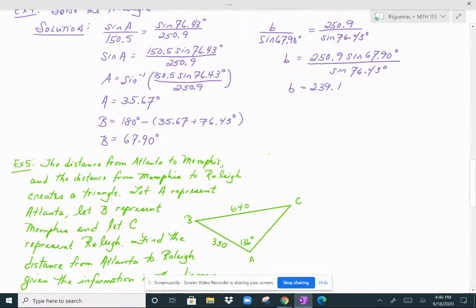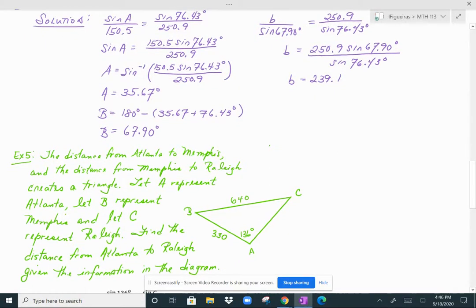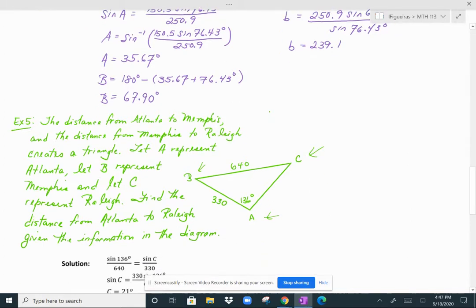Okay, so here's another one. The distance from Atlanta to Memphis and the distance from Memphis to Raleigh creates a triangle. Let A represent Atlanta. So this is Atlanta right here. Let B represent Memphis. So that's Memphis. And let C represent Raleigh. So there are my 3 cities. There's the triangle created by those 3.